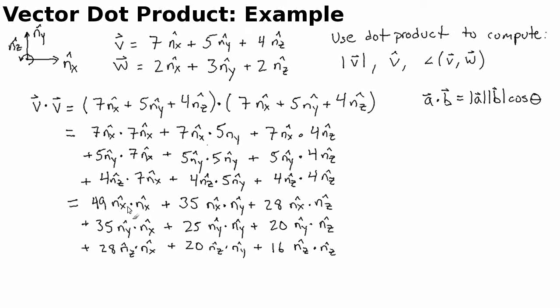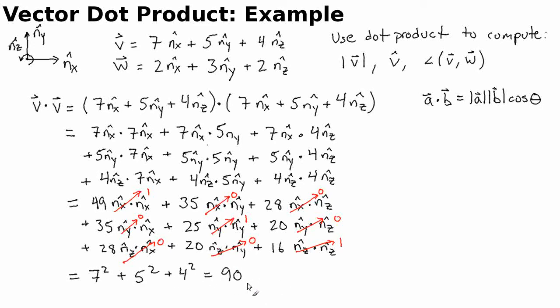So let's look at the angles. The angle between nx and nx is 0, so this simplifies to 1. And the angle between nx and ny is 90 degrees, so this simplifies to 0. And in the same way, the angle between nx and nz is 90 degrees, so this also simplifies to 0. So we continue this for the rest of them. So we get the result that you probably expected, which is the sum of the square of each of the components of nx, ny, and nz, which is equal to 90.